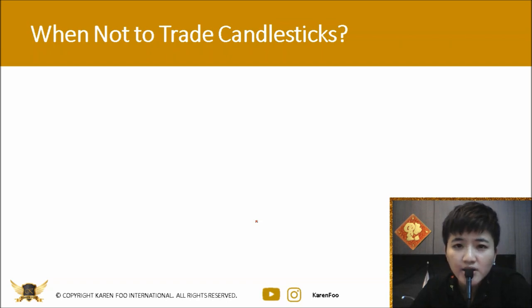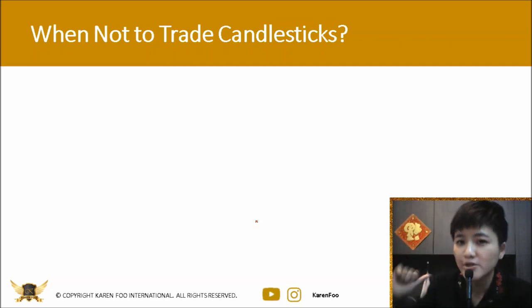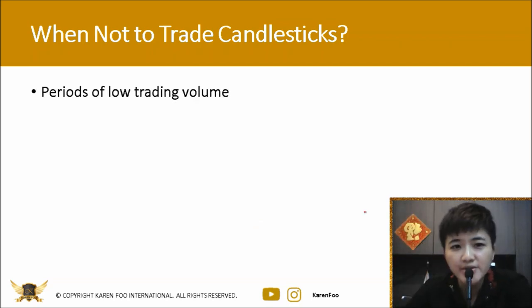indicators don't work in all trading environments. They don't work in all market conditions. They don't work in all types of market environment. So knowing when to trade, knowing when to not trade, is just as important as what to trade, what to not trade. Okay, so when should you not trade using candlesticks?